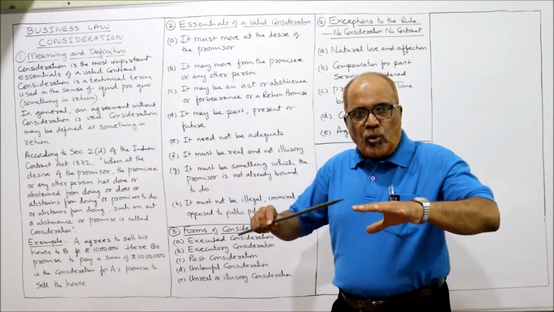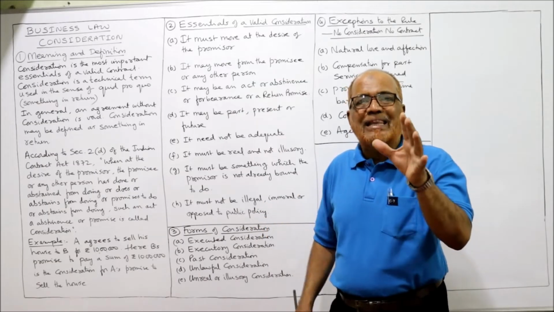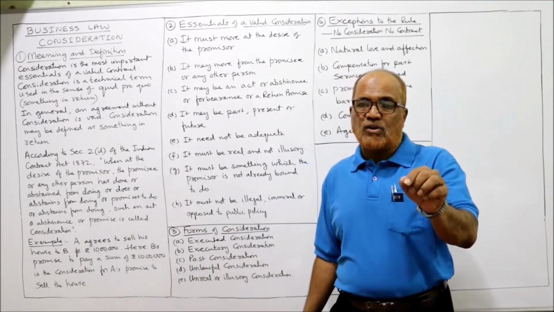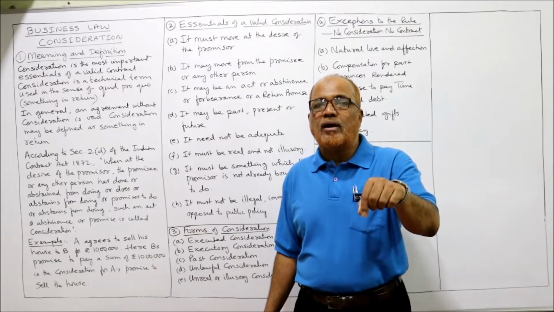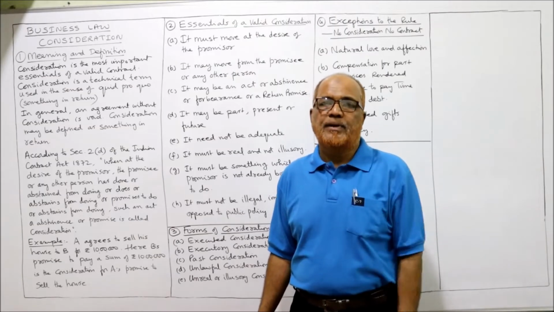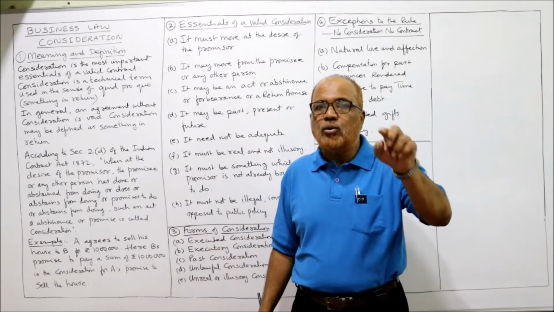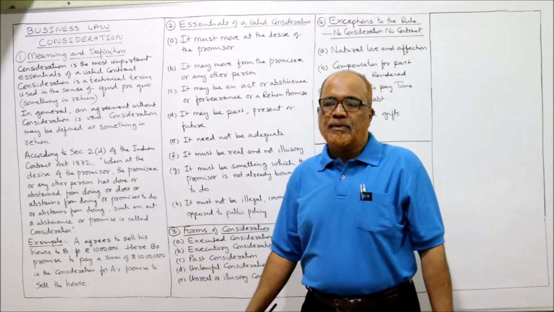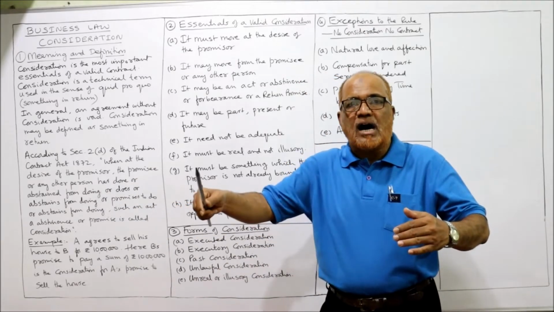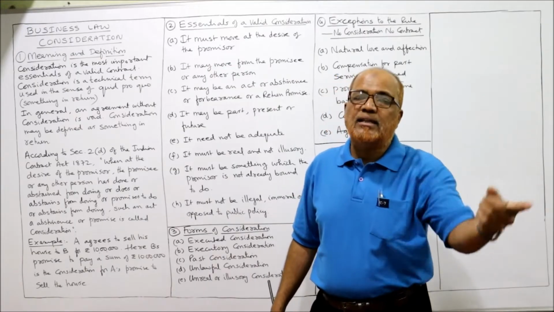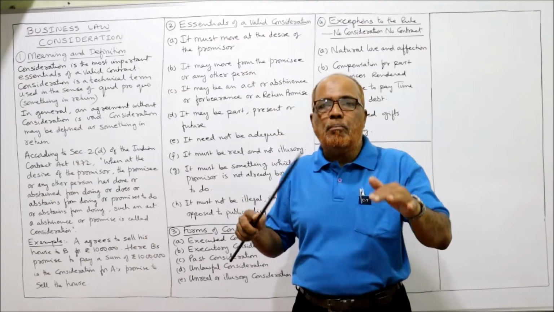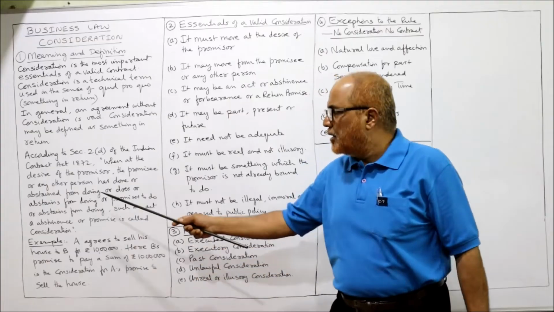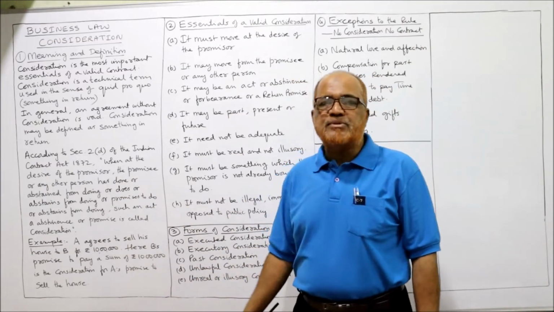So this is a big definition. That means in this definition, all the ingredients of consideration will come. What is that? When at the desire of the promisor, first of all, the consideration should be according to the desire of the promisor. The consideration should pass according to the desire of the promisor, and the promisee or any other person. That means the promisor is making a desire to the promisee or any other person. That means the consideration may pass either from the promisee or any other person. Any other person has done or abstained from doing.